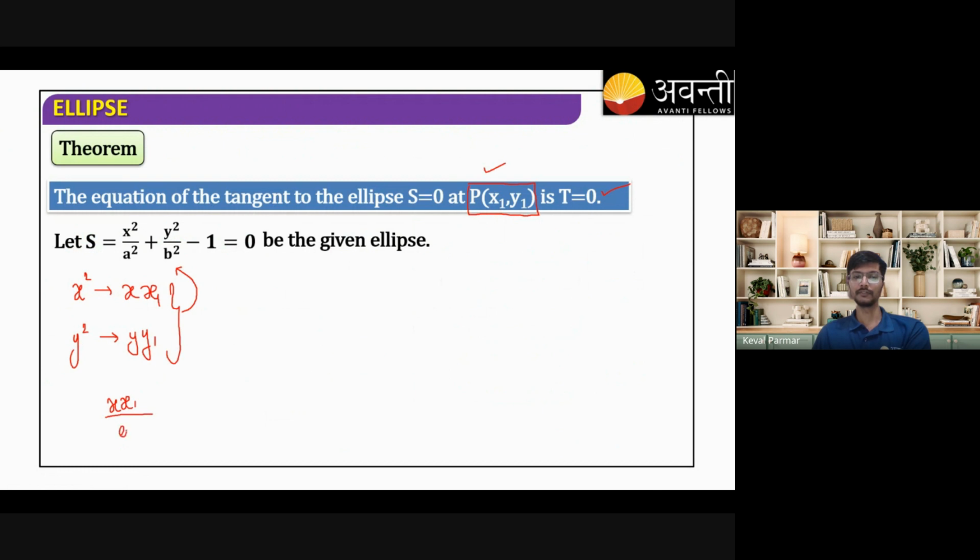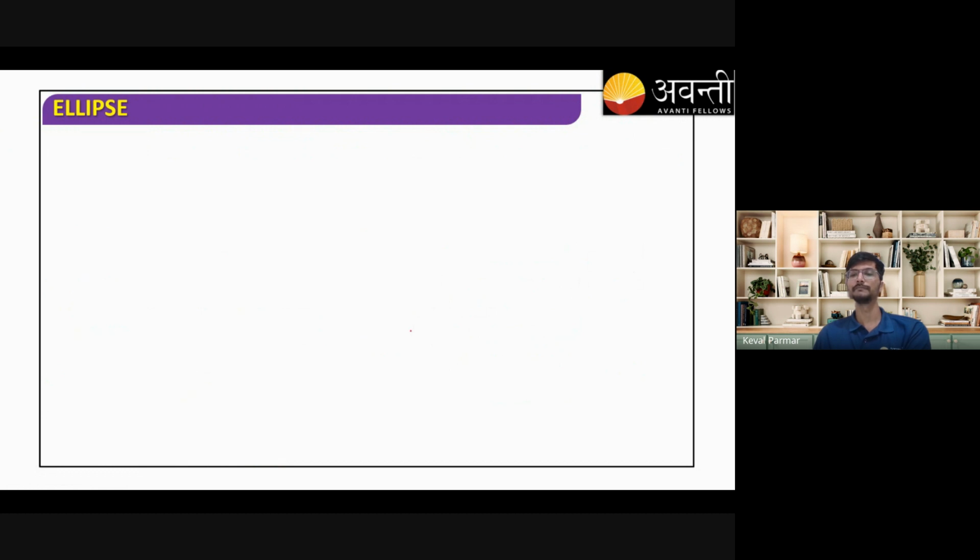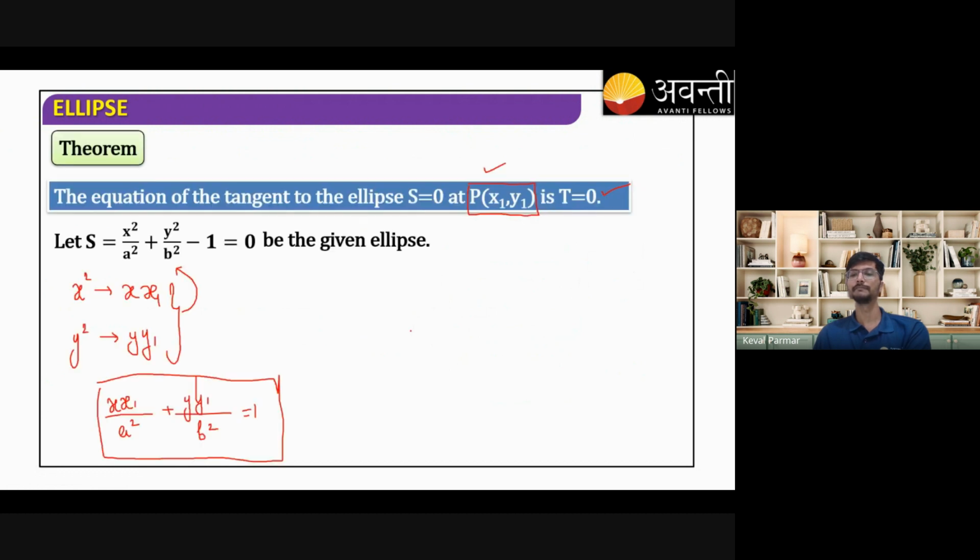So if I do this in the equation of ellipse, I get the equation x x1 upon a square plus y y1 upon b square minus 1 equals to 0, or equals to 1. Simple. This is the equation of tangent to ellipse at point P x1 comma y1. I hope it is clear. T equals to 0 we have directly used.